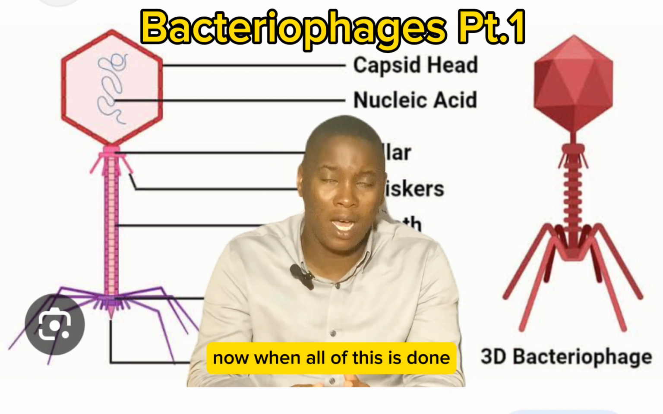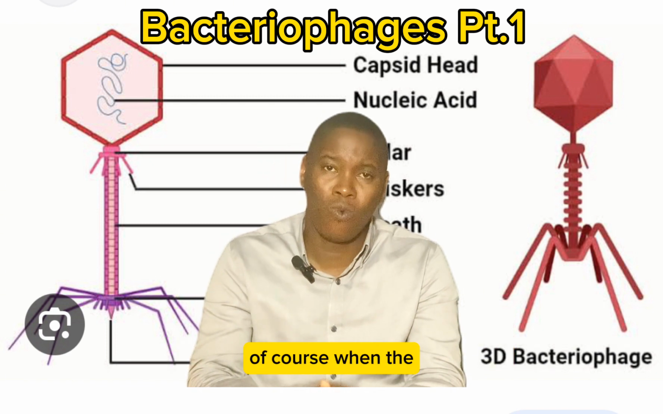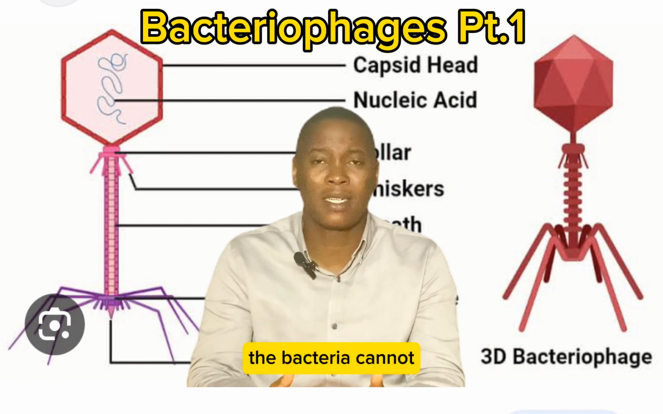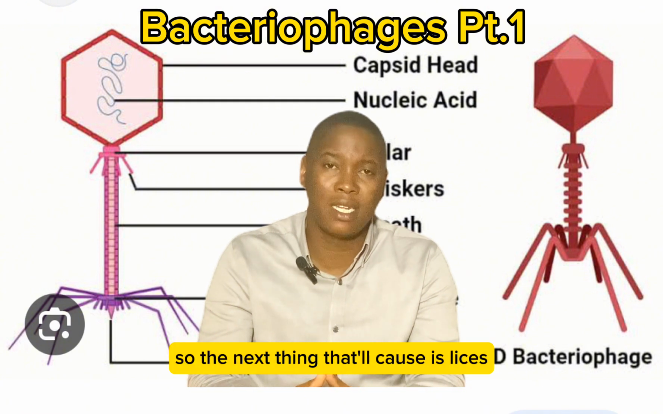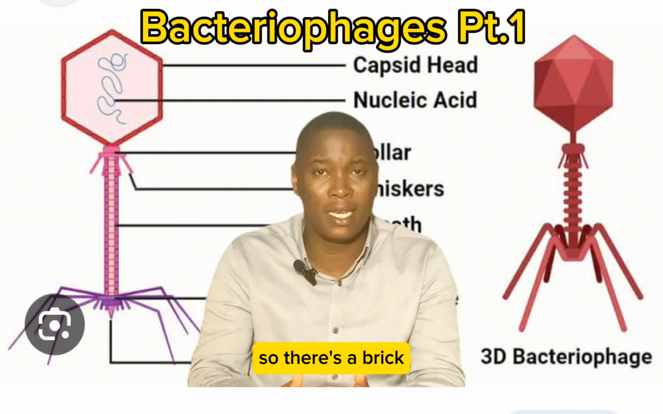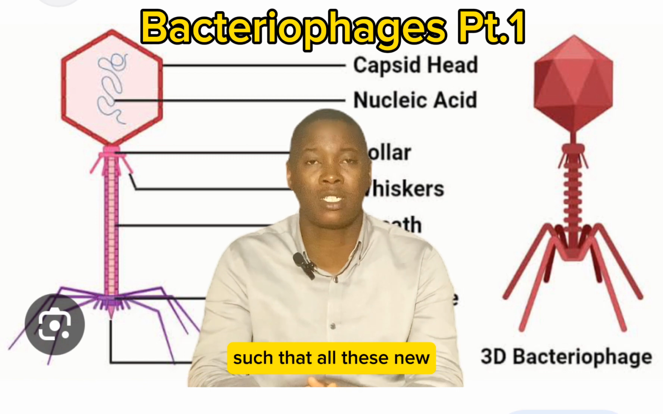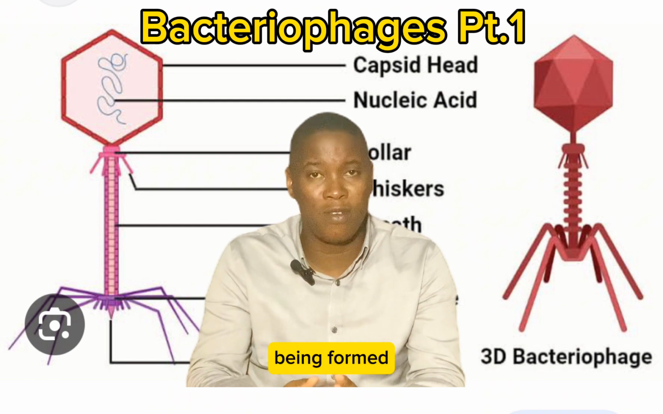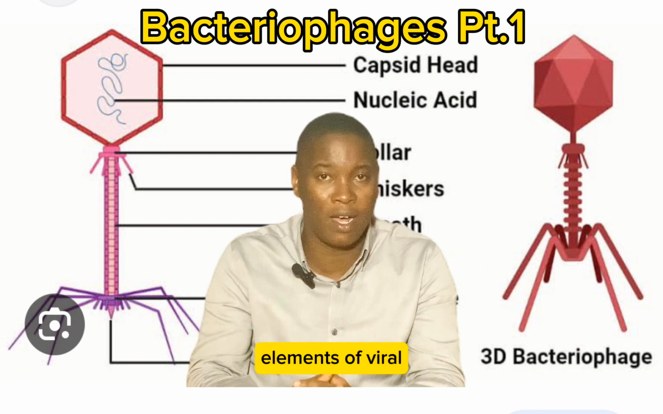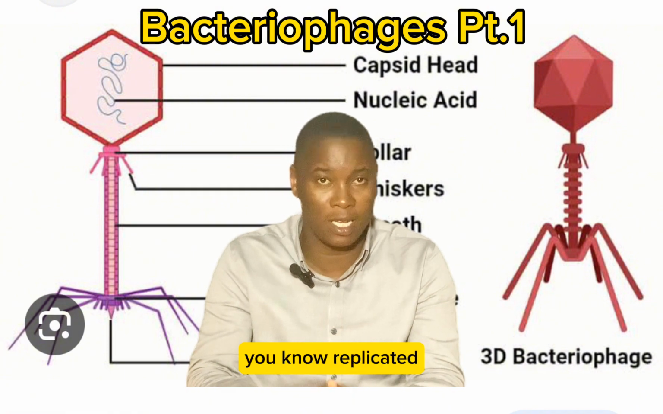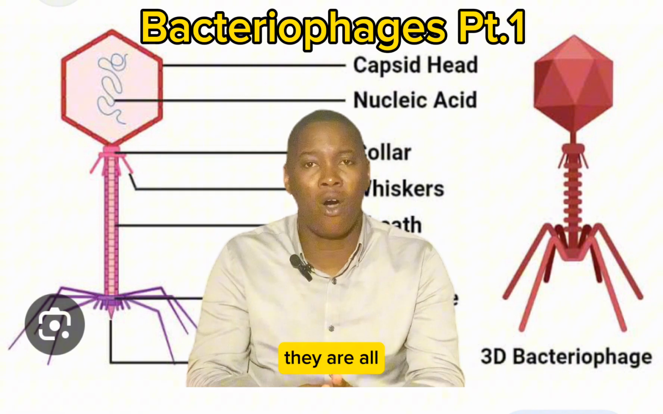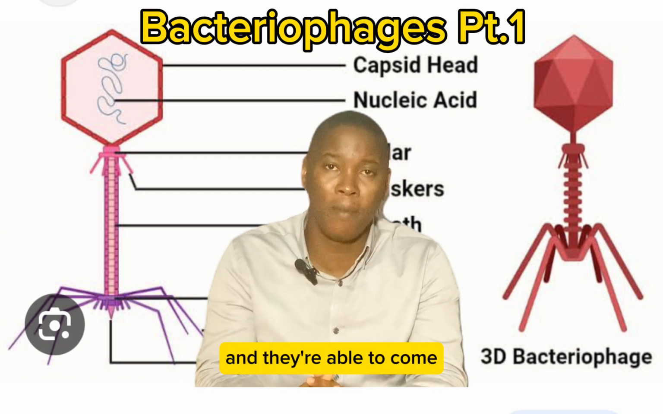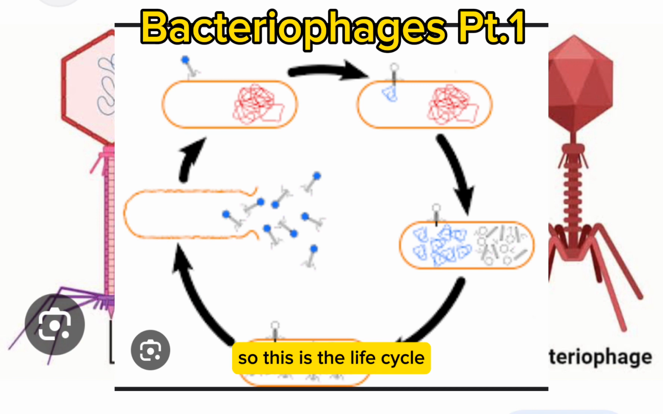This is what we refer to as assembly. Now, when all of this is done, when the bacteria's genetic material or machinery has been used up, the bacteria cannot sustain life. So the next thing that occurs is lysis. There's a break in the cell wall and in the integrity of the bacteria, such that all these new bacteriophages, formed by capsids being built around the new viral particles replicated from the original bacteriophage, are let out into the environment. So this is the life cycle of the bacteriophage.